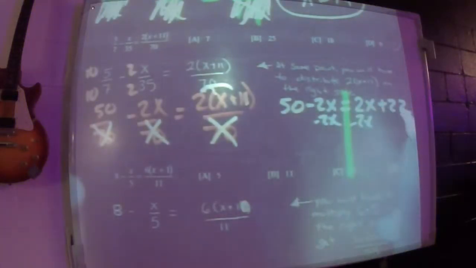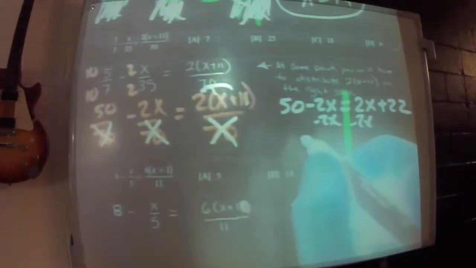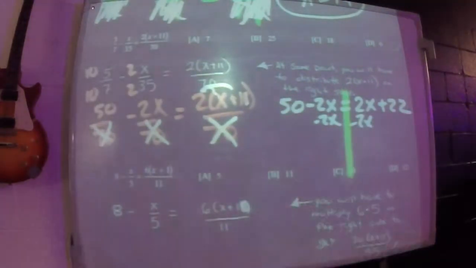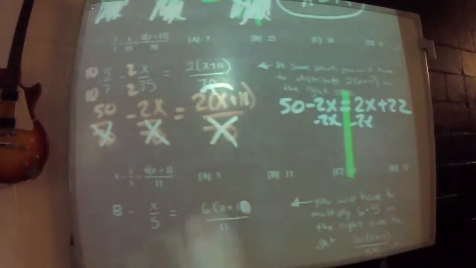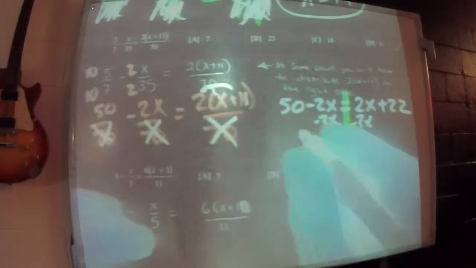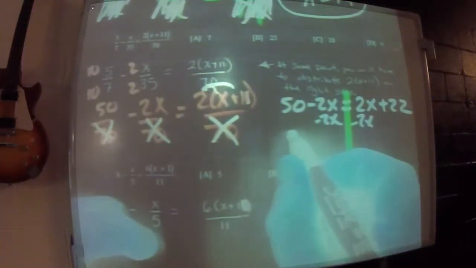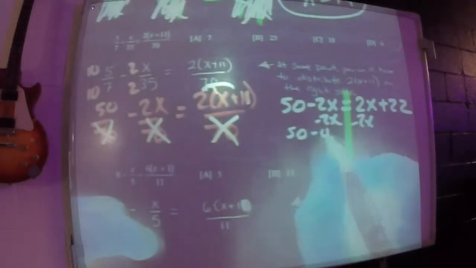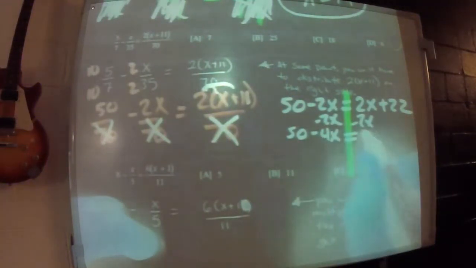I always just do the one that's not negative. If it's negative, fine, I add 2 to the other, and you'll still get the right answer. I was just saying the general rule, we kind of want x on the left. I just do it straight. Okay, so you have 50 minus 4x equals 22.